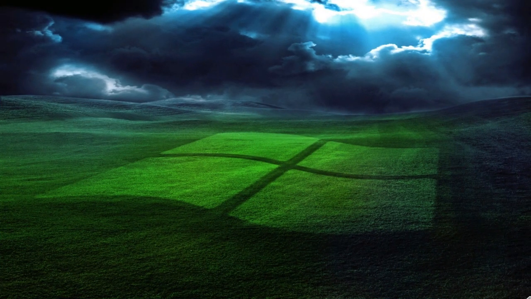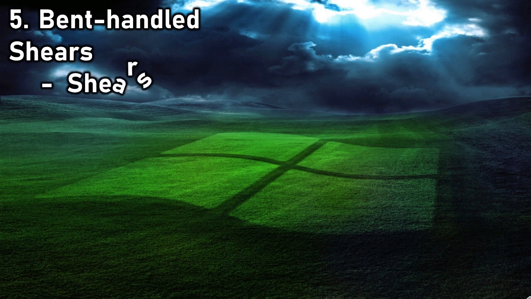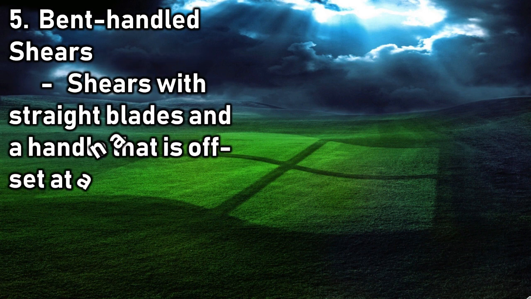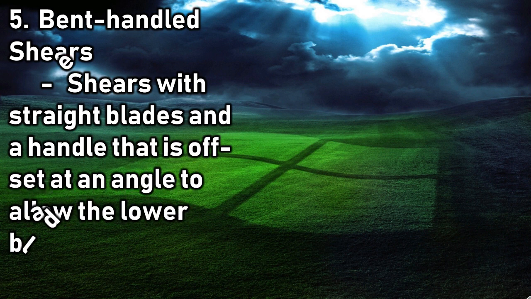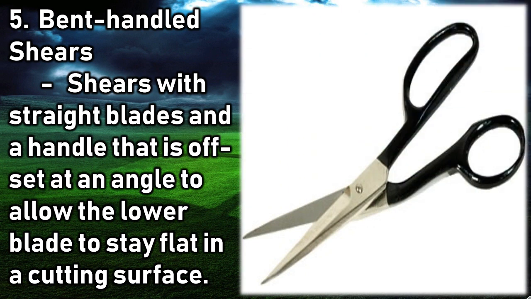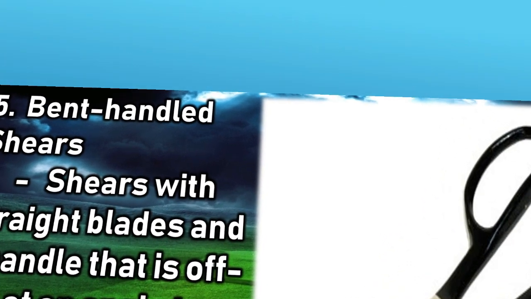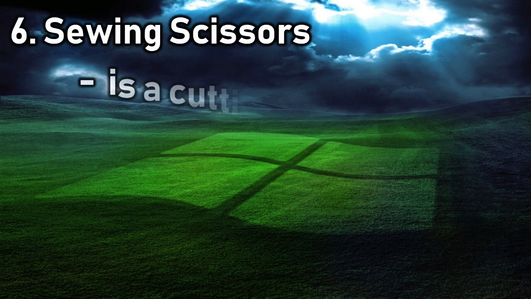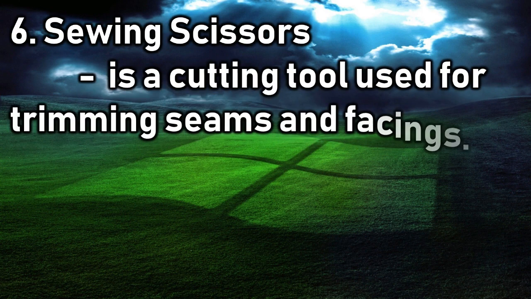Five, bent-handled shears. Shears with straight blades and a handle that is offset at an angle to allow the lower blade to stay flat on a cutting surface. Six, sewing scissors is a cutting tool used for trimming seams and facings.